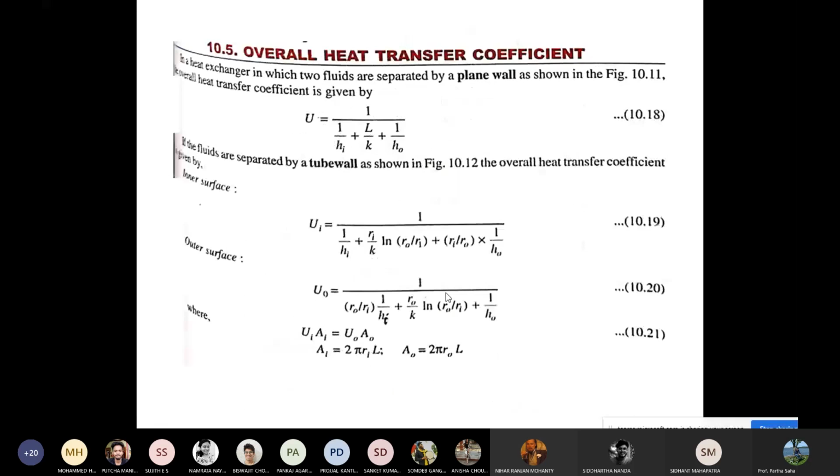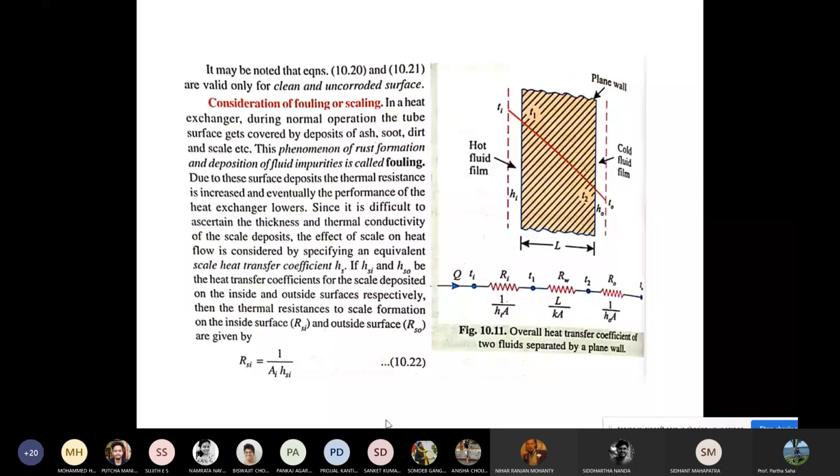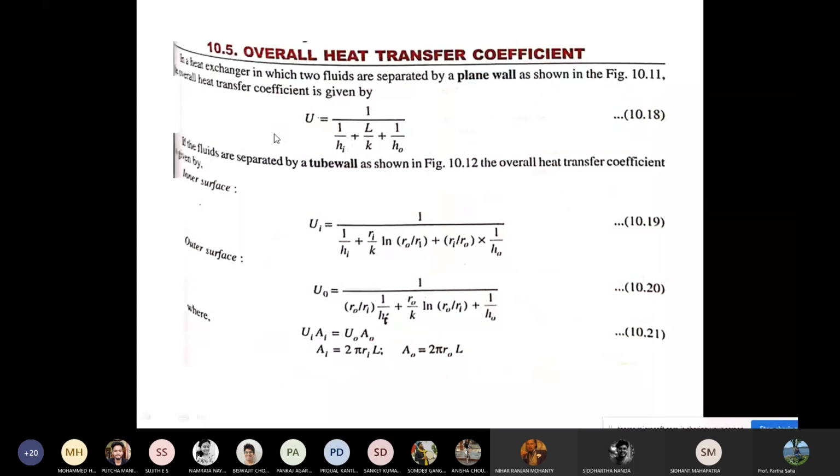Now let us look into the overall heat transfer coefficient in a heat exchanger in which two fluids are separated by a plane wall, as I showed in figure 10.11. As you can see, the overall heat transfer coefficient is given by this expression: U equal to 1 over (1/hi plus L/k plus 1/ho), where i and o stand for inside and outside. Now if the fluids are separated by a tube wall, the overall heat transfer coefficient is given for the inner surface and outer surface.